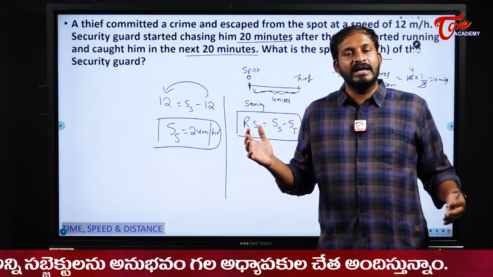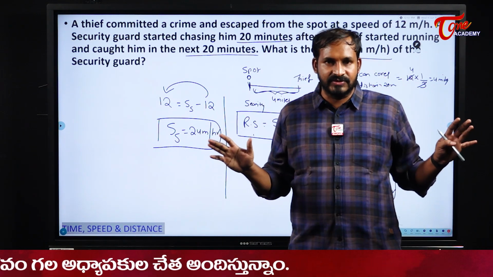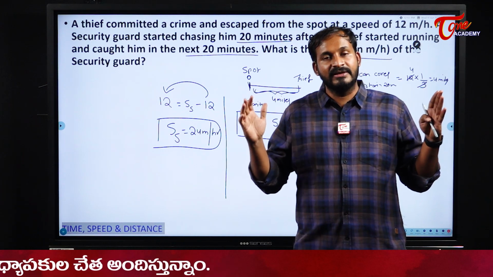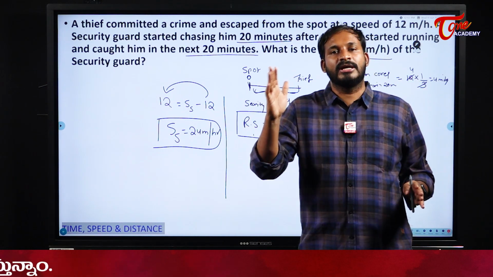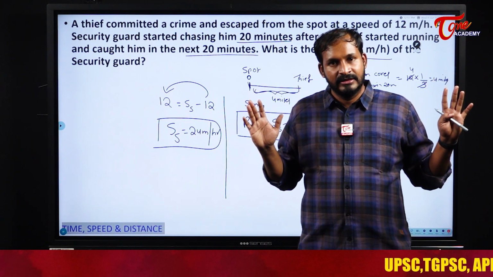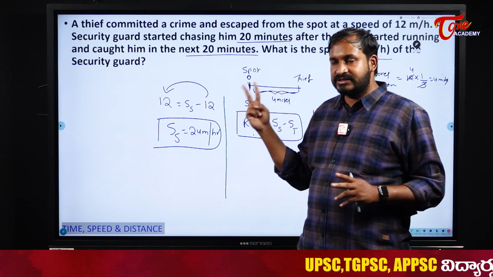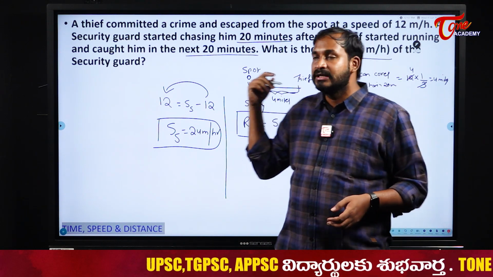See here, students, the first thing is after the theft has happened, the thief will run, right? And he will run without stopping. Now the security guard doesn't observe it. In this 20 minutes, he will cover what distance? 4 miles of distance. At that point, the security guard observed the theft. Then he started chasing the thief. That means for the distance between them, first we need to find how much distance was covered by the thief in 20 minutes.